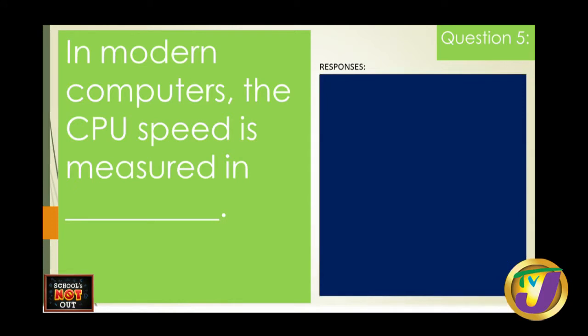Question 5. In modern computers, the CPU speed is measured in, and we have kilohertz, gigabytes, kilobytes, and gigahertz. Let me repeat that. Kilohertz, gigabytes, kilobytes, gigahertz. And our answer here is going to be gigahertz. We measure the speed of our computer or our CPU with the term called gigahertz.